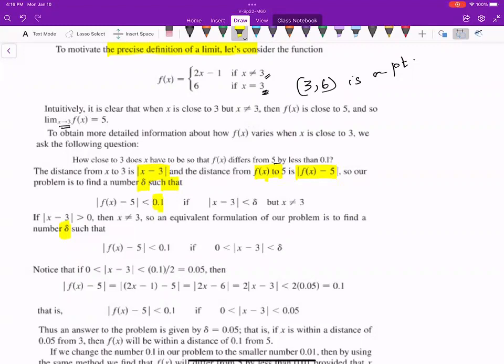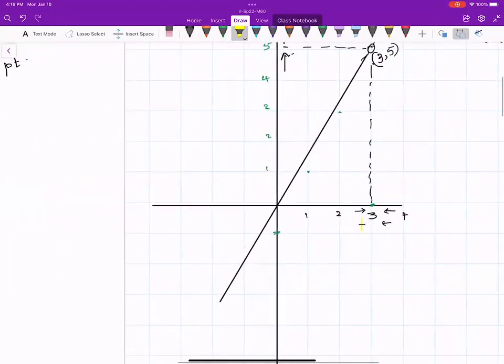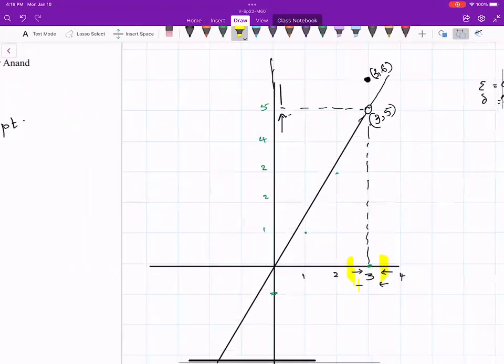how close x should be to 3. We have to find out this difference, how close x should be to 3, so that f of x differs from 5 by 0.1. So you can take here 5.1, this will be 4.9, so that this distance is uniform, equal to 0.1. I call that one epsilon. This distance is 0.1. If the difference from f of x to 5 is 0.1, what is the difference between x and 3 on the x-axis?